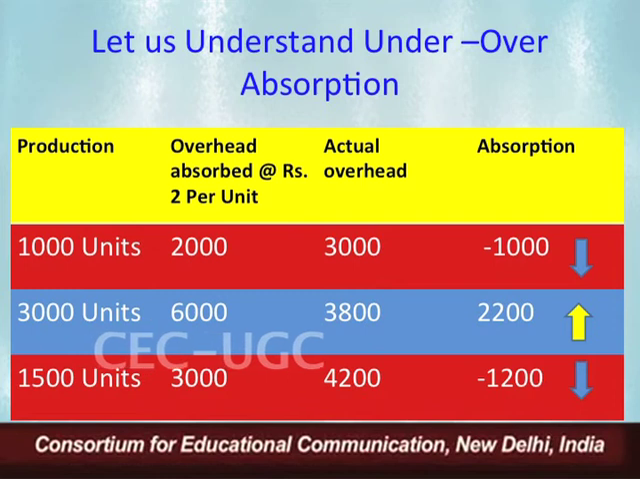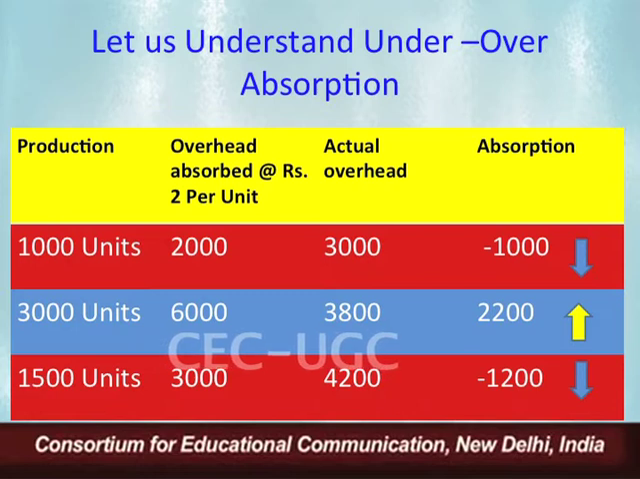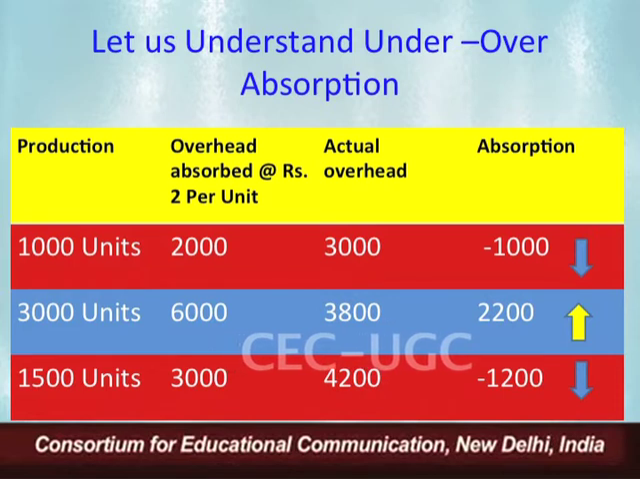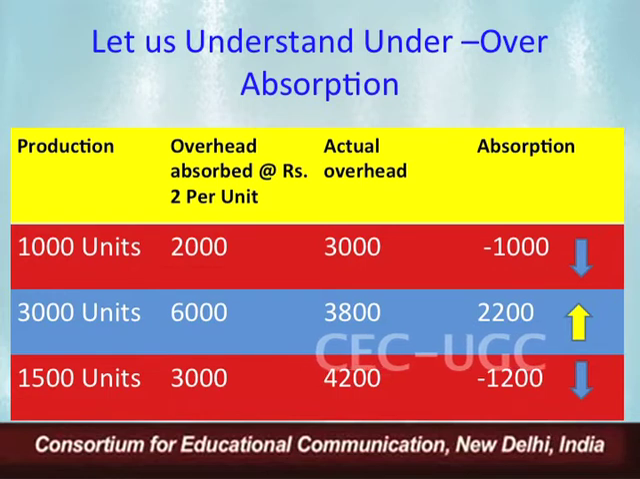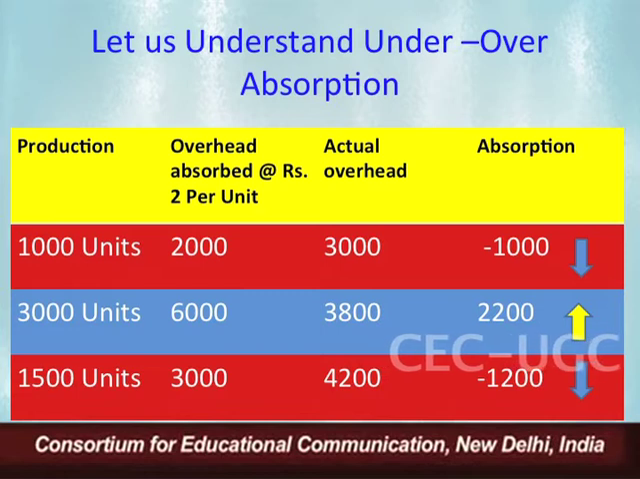So here the overhead for the first case comes to 2000 rupees. Actual overhead which is reported is 3000 rupees. Now we have to decide whether it is a case of under absorption or over absorption. You have to be very cautious while understanding this. You need to listen to this explanation very carefully. 2000 rupees is the absorbed amount, overhead absorbed at the rate of rupees 2 per unit for production of 1000 units, whereas actual overhead is 3000 rupees. Now there is a difference of 1000, which means that actual overhead is greater than the overhead absorbed.